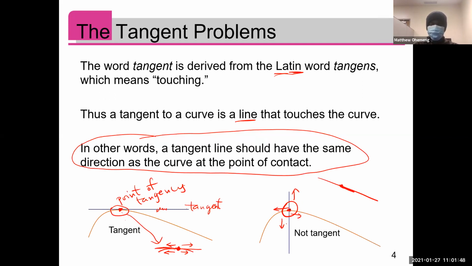I said that this line won't be a tangent because at the point of contact here, there's still some gap, so they move in different directions. So that is not what you refer to as a tangent, right? So we made this statement the last time.